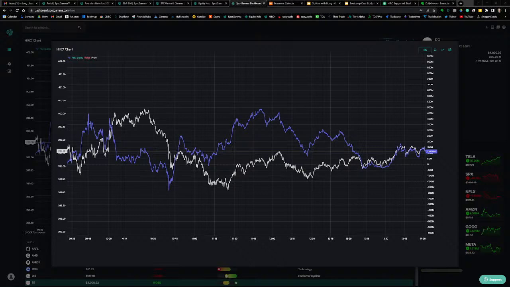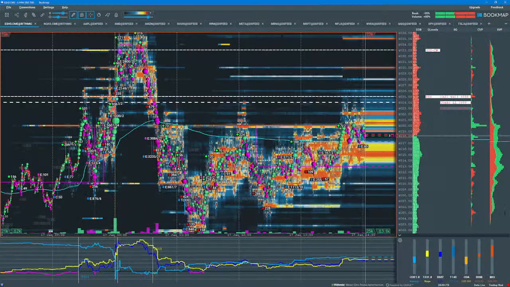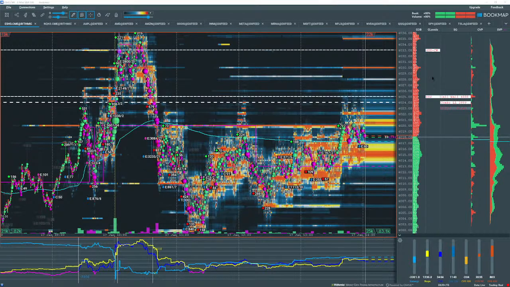Then go to Bookmap. And you see this level at the 400 call wall, and expect that to act as resistance. Again, that's the SPY 400 call wall. Expect that to act as resistance, and it does. And there's your short setup.